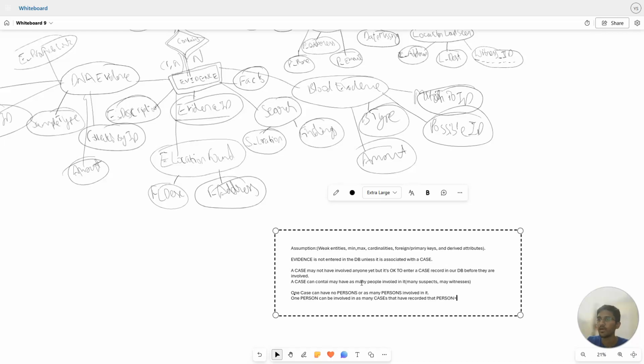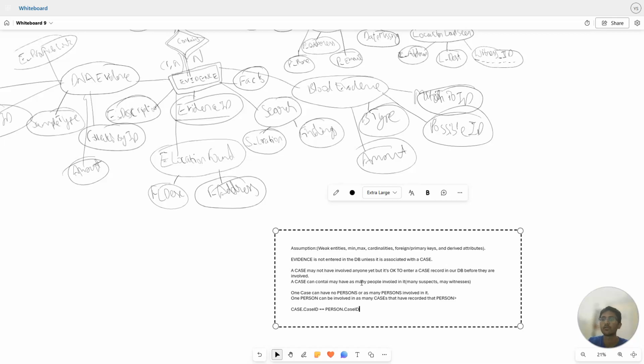So that is an example of cardinality. Now coming to foreign key and primary keys. So we could do person, we could probably do case, right? Case dot case ID that equal to person dot case ID.